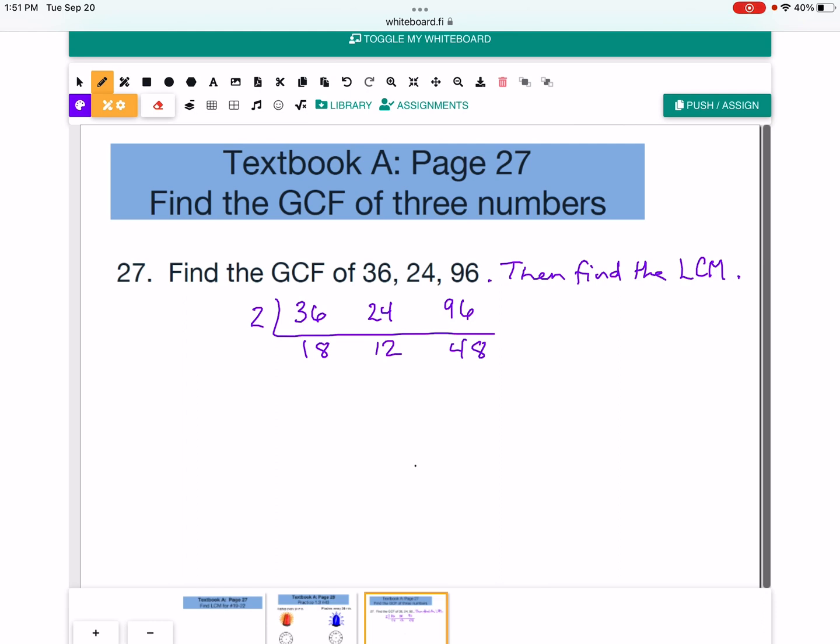All right. And lo and behold, they are even again. 2 times 9 is 18, 2 times 6 is 12, 2 times 24 is 48. All right. So now I have a situation where I've got an odd number with two even numbers. So I can take out a factor of 3, which is the next smallest common prime factor.